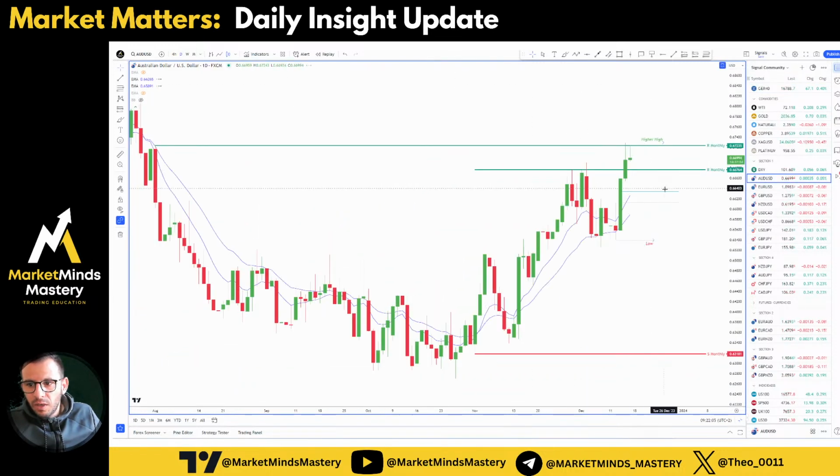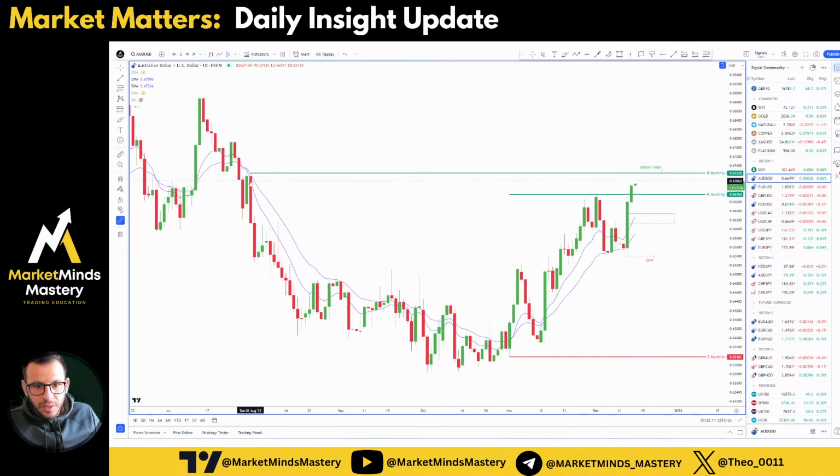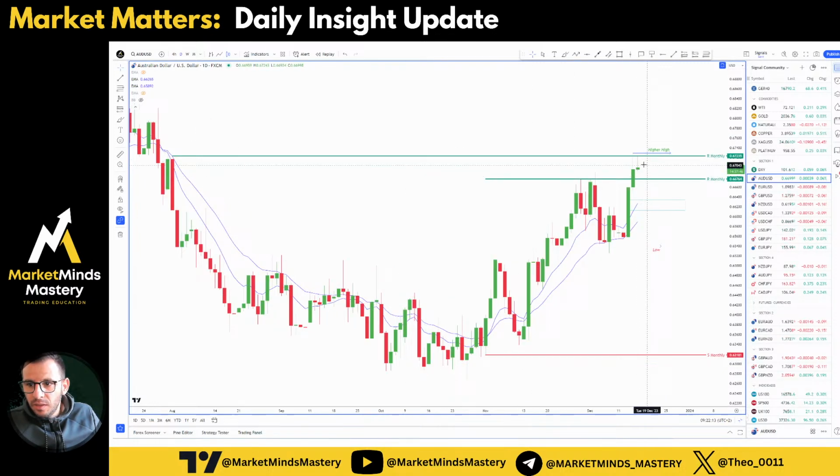Australian dollar, US dollar on the daily chart. Price is reaching this resistance we found on the monthly chart, to be honest.